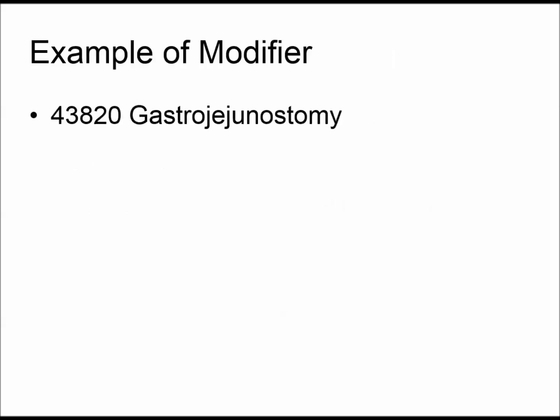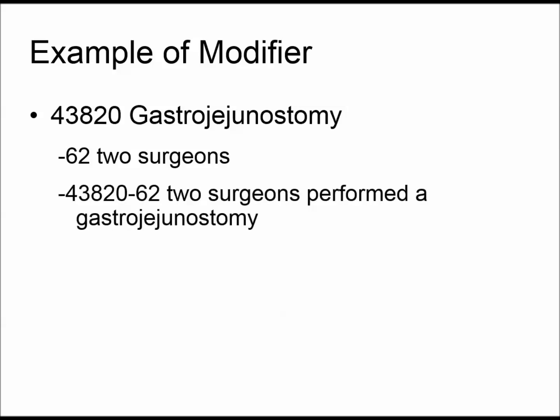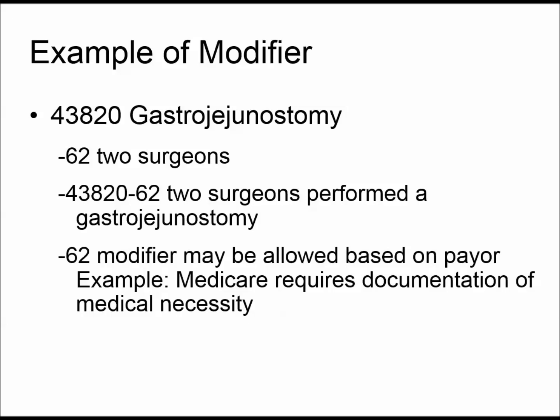Okay? Now, let's look at an example of a modifier. We have 43820, and that would be your gastrostomy, where you have -62, which means two surgeons were performing. So each one had to perform their own expertise. The modifier 62 is allowed based on the payer. Medicare requires documentation of medical necessity. So if this is a Medicare patient, that means the doctor is going to have to have the documentation that shows another surgeon was actually needed with that procedure.